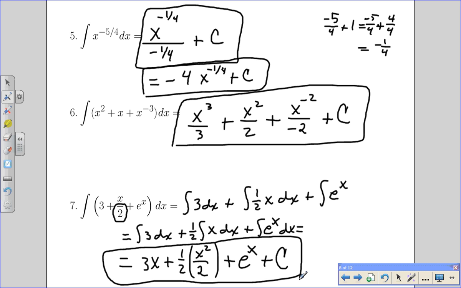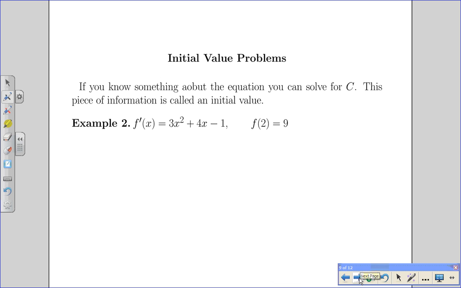And that's your basic integration. Basic polynomials, natural logs, and e to the x. Now, each one of these problems had this plus c on it. And sometimes you can actually solve for that plus c if you happen to know something about the problem.